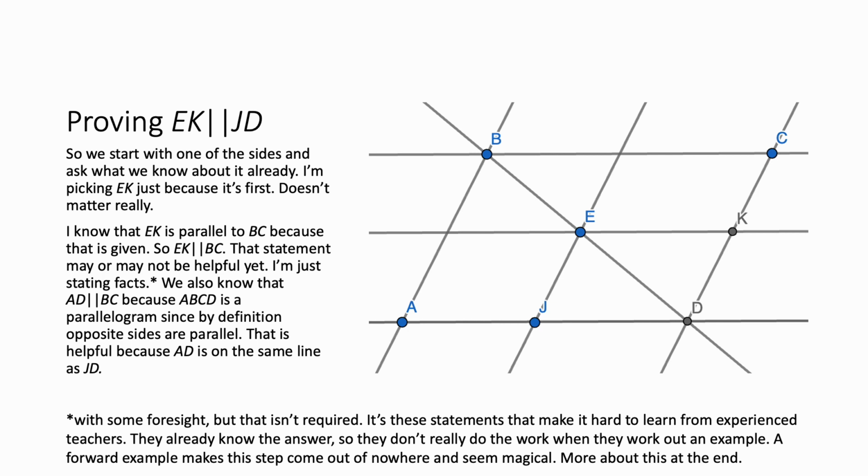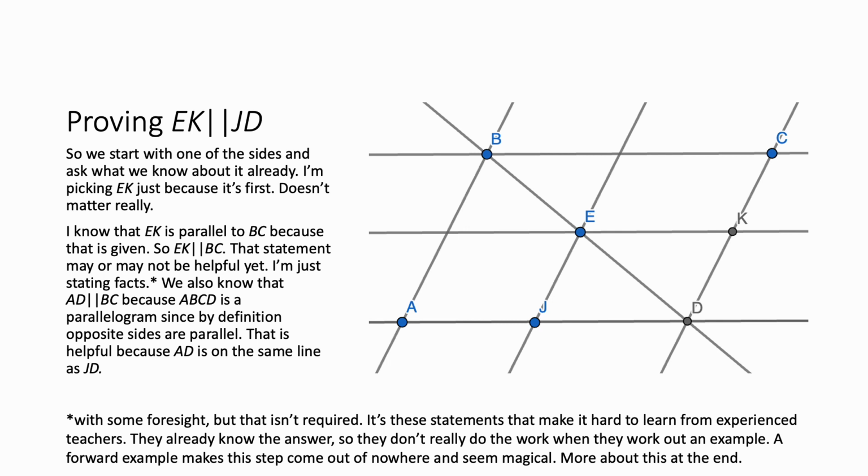So now the question I ask myself, now that I know I'm trying to prove that EK is parallel to JD, is how do I prove that? Before I know what to do, unless I just have an intuition or an understanding, I ask myself, what do I already know about these? What do I already know about EK or JD? Do I know anything about them already?